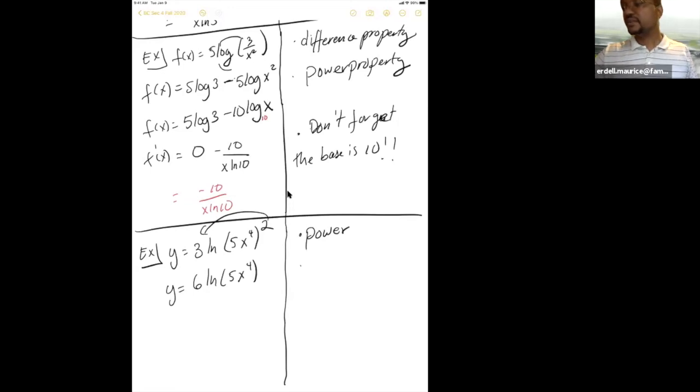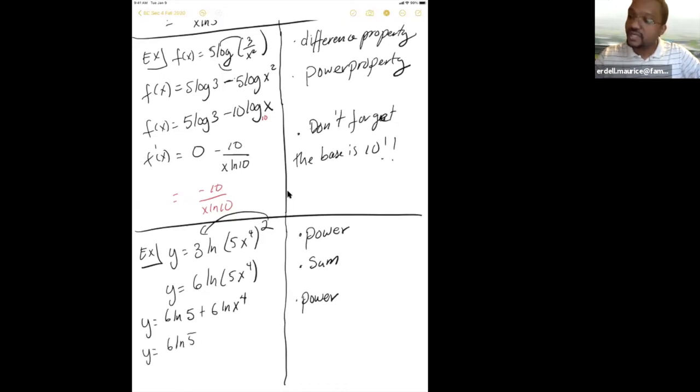Then I can use the sum property to split it in 2. That's 6 ln 5 plus 6 ln x to the 4th power. Then I have to use the power property again because I have x to the 4th power. And so that's going to be y equals 6 ln 5 plus 24 ln x.